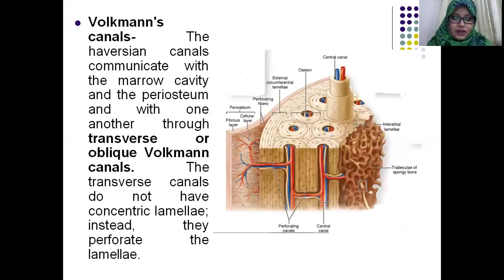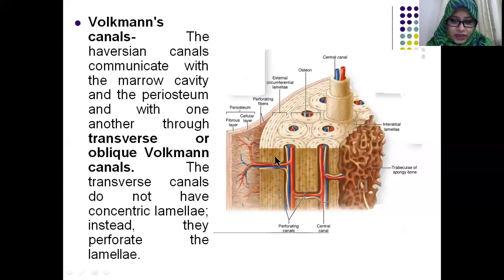Volkmann's canal. The Haversian canals communicate with the marrow cavity and the periosteum and with one another through transverse or oblique Volkmann's canals. These are also known as perforating canals. The transverse canals do not have concentric lamellae; instead they perforate the lamellae.